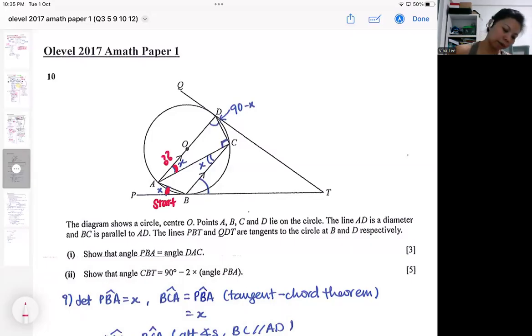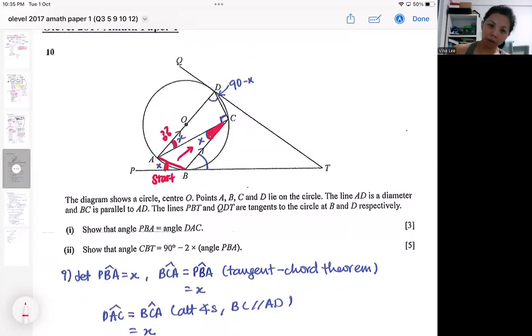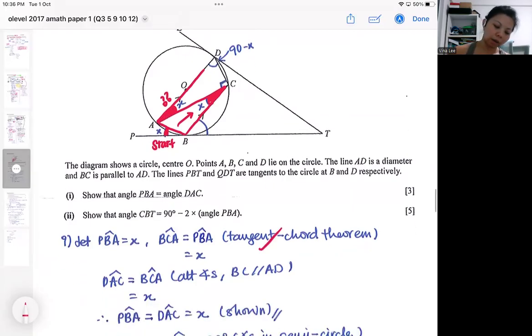So first of all, if I start with this, I actually see a tangent chord. And after I see a tangent chord, I see an alternate angle, which is exactly what I want. So in part one, the main thing is just a tangent chord and an alternate angle. Then you will be able to show the angle.